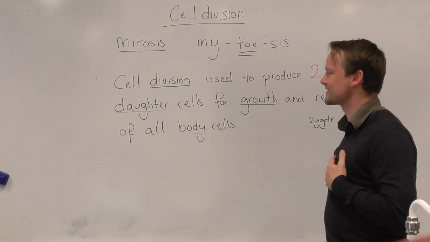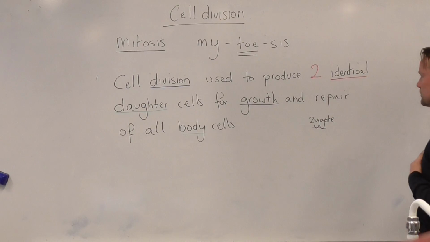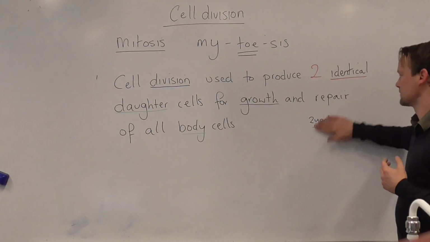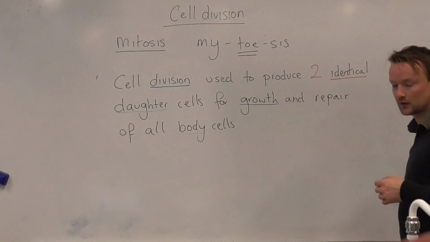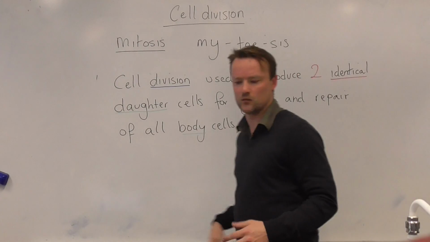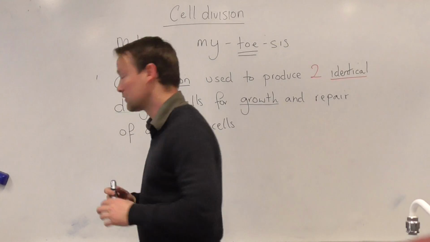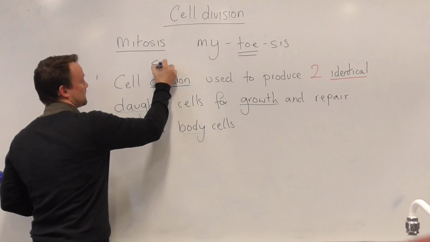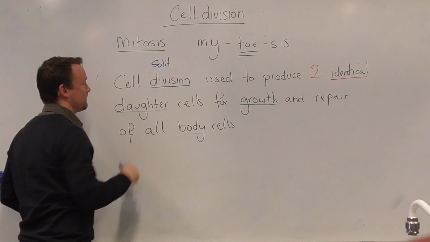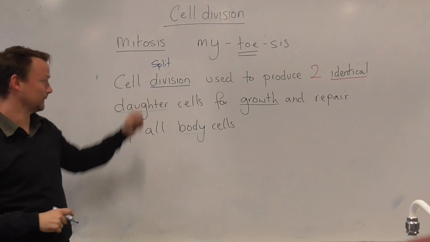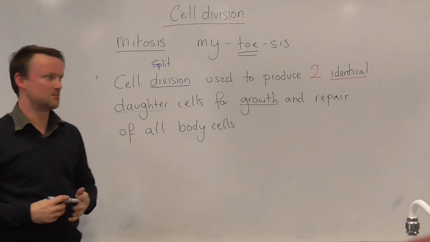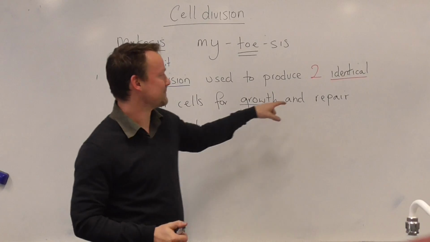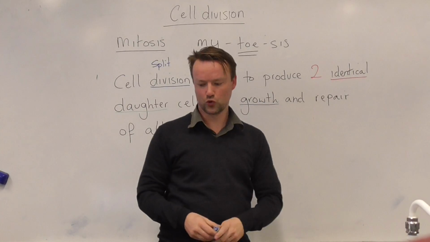Okay, stating that it's a cell division used to produce two identical daughter cells for growth and repair of body cells. We'll come back to that word in a minute. Okay, so what does division mean? Well, if you divide a number, you're splitting it. So what's happening in mitosis is that the cells are splitting. To produce means to make. Okay, and it's making two identical daughter cells.